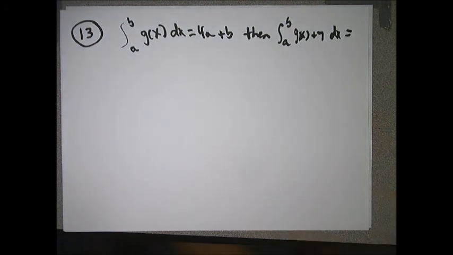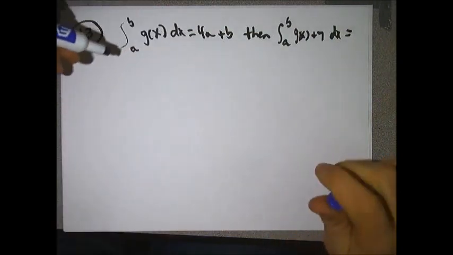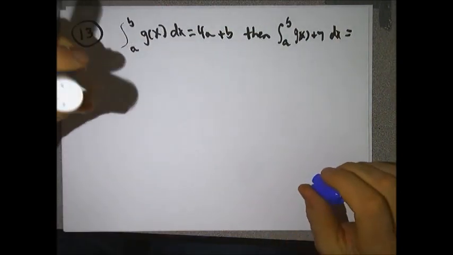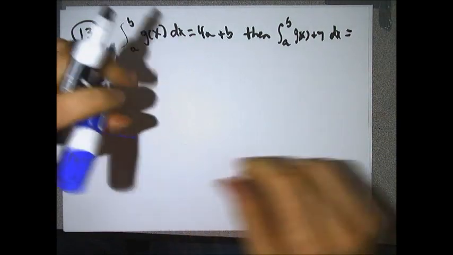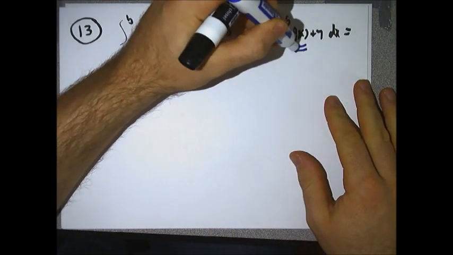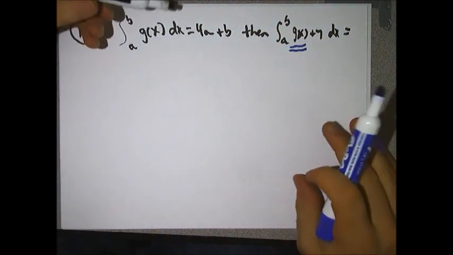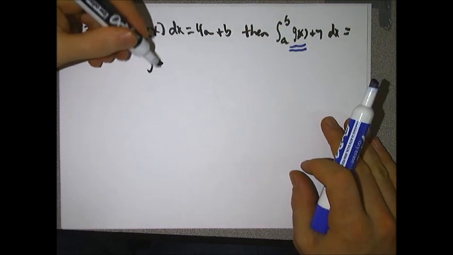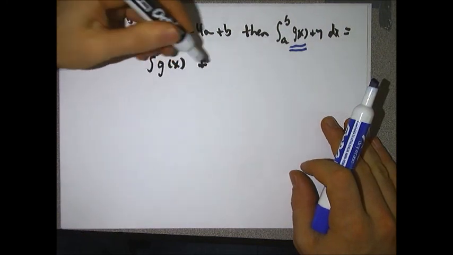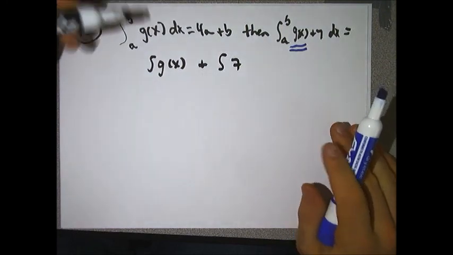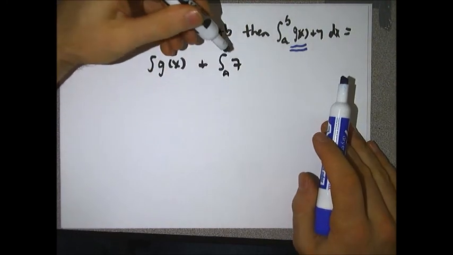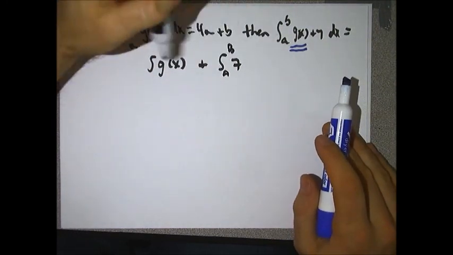Number 13, they say the integral from a to b of g of x, they give you a result for g of x. They tell you it's 4a plus b. Then they ask you, what would the result be of that same thing but plus 7? Well, we already know the part here that I just underlined. So if I split this into two integrals, this is the integral of g of x plus the integral of 7. Again, from a to b, and these are both dx.